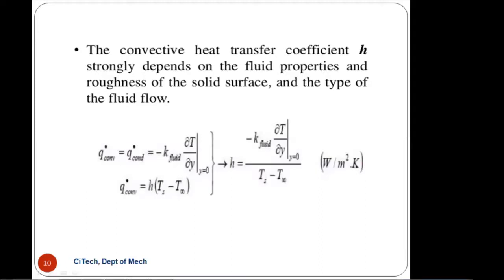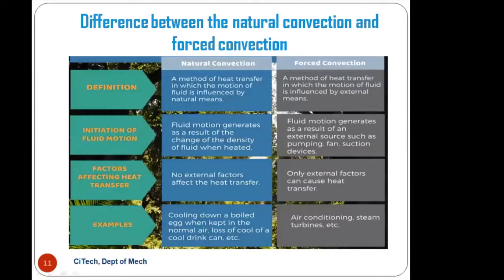Yes, going to the next one, that is the difference between natural convection and forced convection. So what are the differences between natural convection and forced convection? I already discussed the definition. In natural convection, it is a method of heat transfer in which the motion of the fluid is influenced by natural means.